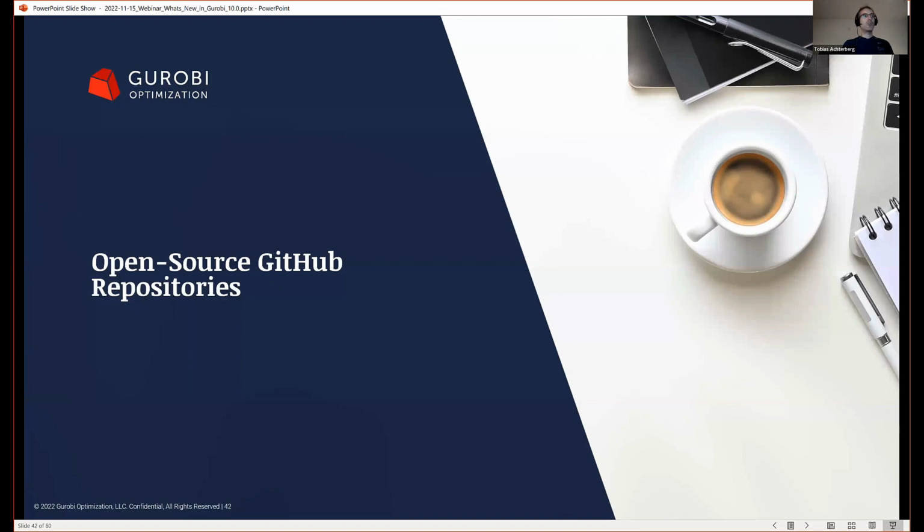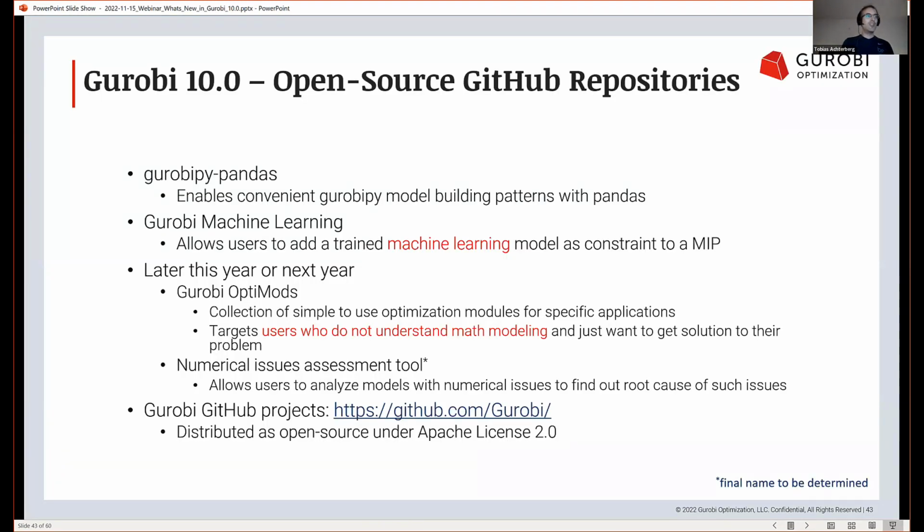Okay, so those are the improvements in the Gurobi matrix-friendly API. And now I'd like to talk a bit about a new thing that we do with Gurobi. Since November 2022, we have created a few open source GitHub repositories that I'd like to introduce to you now, which deal with certain types of things that are pretty interesting in my view. The first one is the Gurobi Pandas project. This enables convenient Gurobi model building patterns with the very famous Pandas package. The second one is pretty exciting, the Gurobi machine learning project that allows users to add a trained machine learning model as a constraint to a MIP.